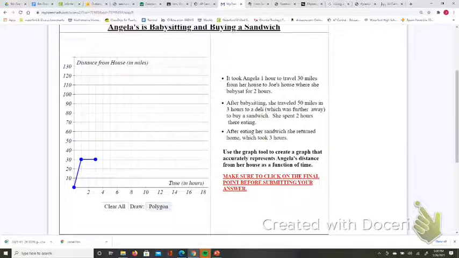After eating her sandwich, she returned home, which took 3 hours. So she went back home, and it took 1, 2, 3 hours. Oh, I have to click it again. So she traveled 30 miles in 1 hour. Then she stayed where she was for 2 hours babysitting.